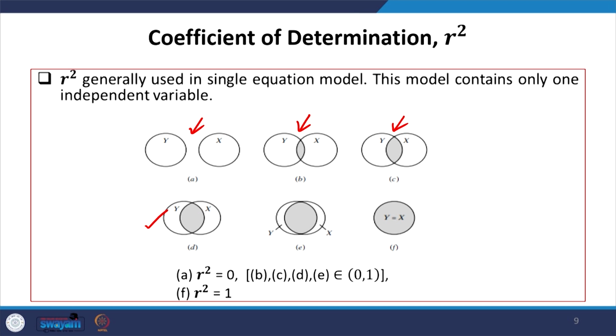It is within the range of 0 and 1, okay, within the range of 0 and 1. If there is no correlation at all, no explanation by the independent variable, in that case it is going to be 0. If it is 100% explained by the independent variable, in that case it is called 1. Okay. So, that means the variation is accordingly measured.